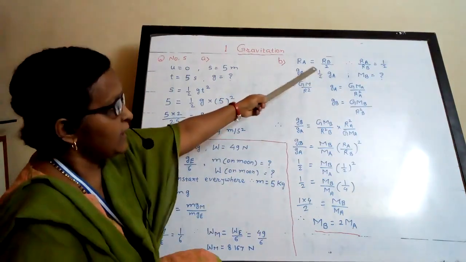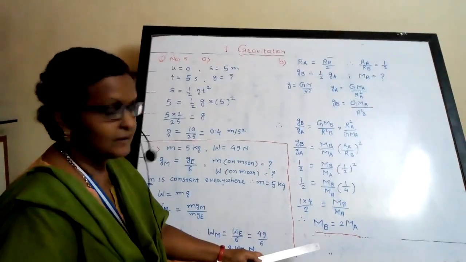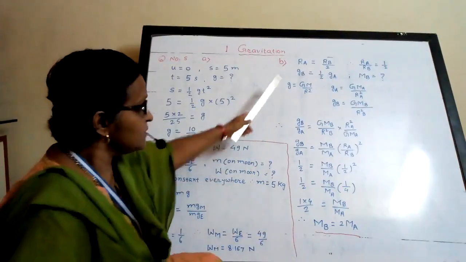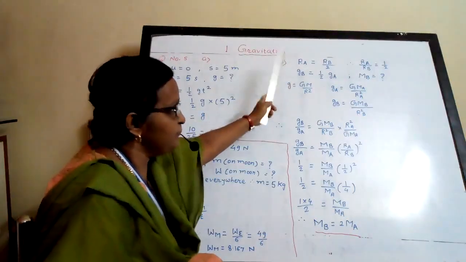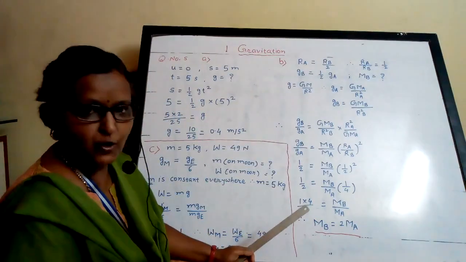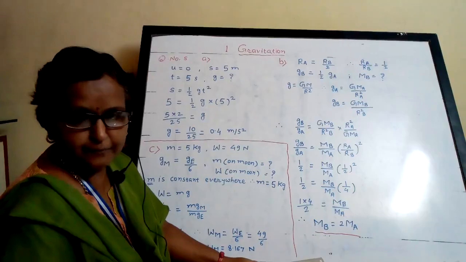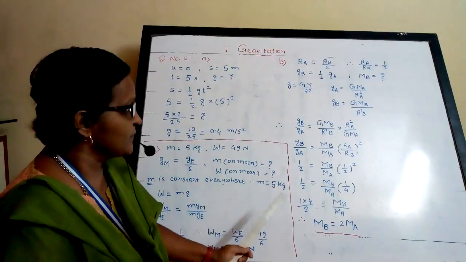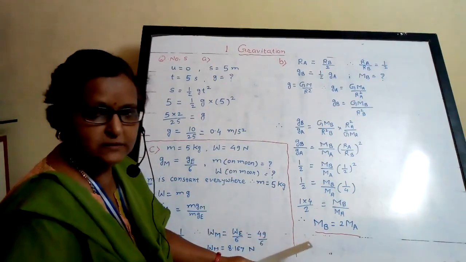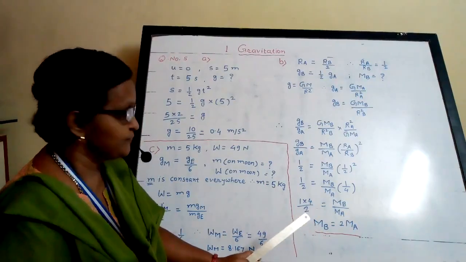Therefore RA upon RB is equal to 1 by 2. Then what is given? The value of g on B is half that of A, that is half the value of g on A. Then what is asked? MB, mass of planet B, that is asked. Now we know our formula. Small g is equal to capital G capital M upon capital R square.